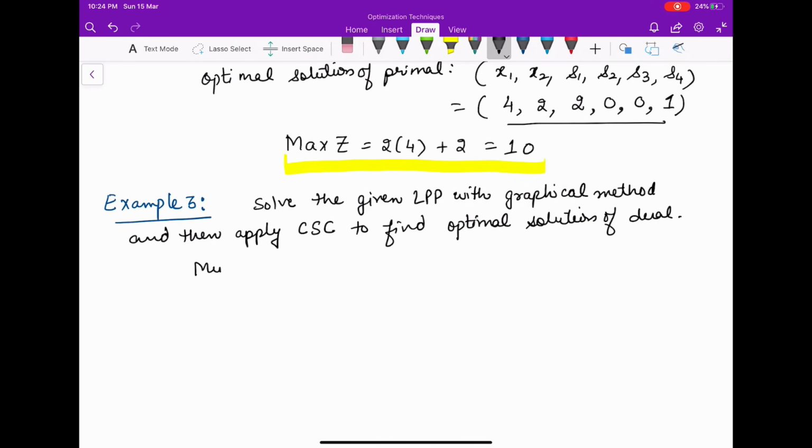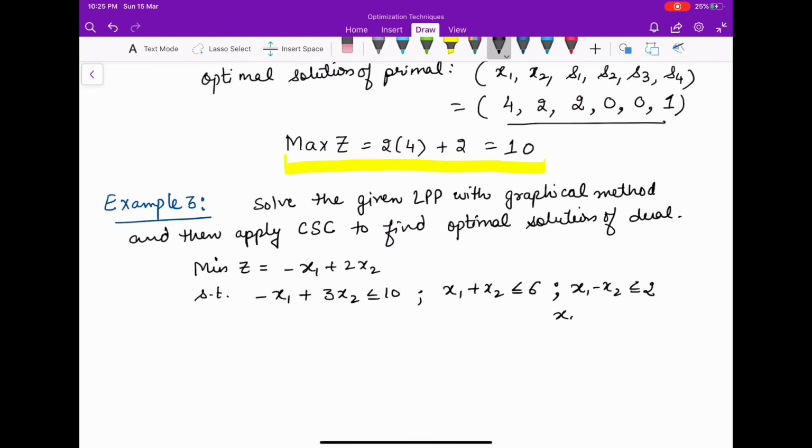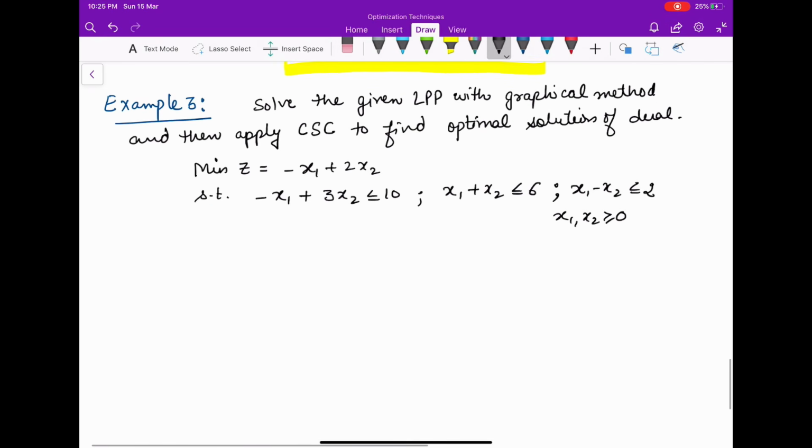This is minimization of z = -x1 + 2x2 subject to -x1 + 3x2 ≤ 10, x1 + x2 ≤ 6, and there is one more constraint, x1 - x2 ≤ 2, and both the decision variables are non-negative. Now suppose I want to solve this problem with the graphical method.